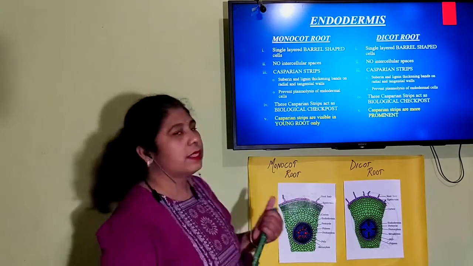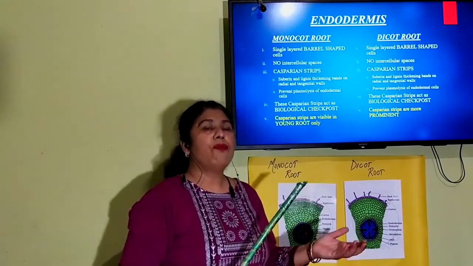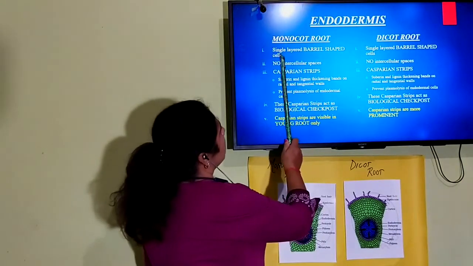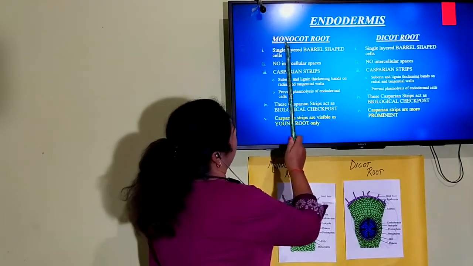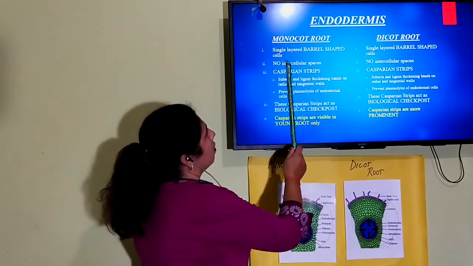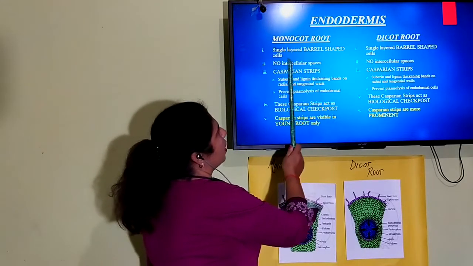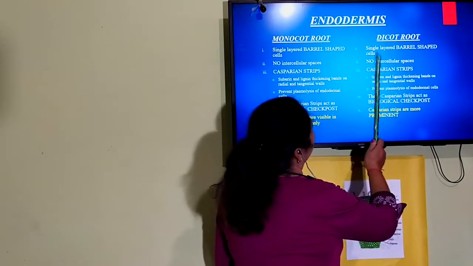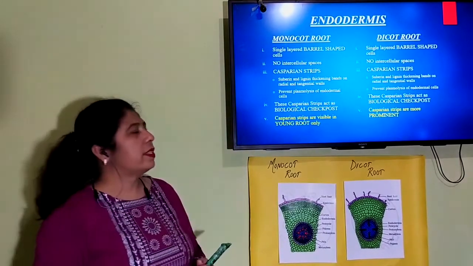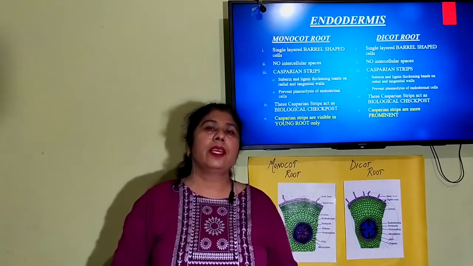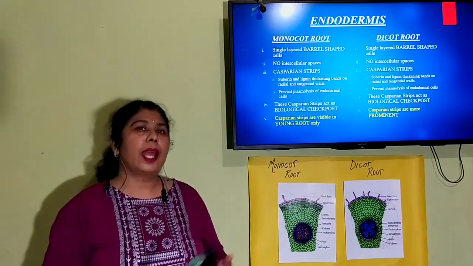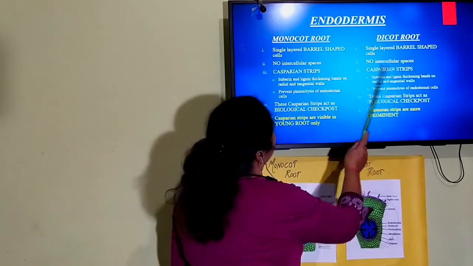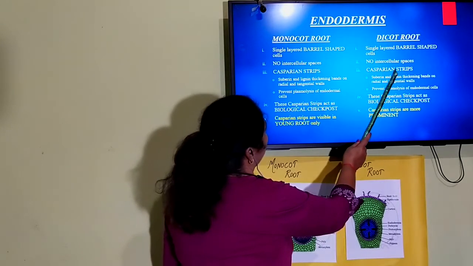What is the difference between the endodermis of monocot root and dicot root? In the monocot root, the endodermis is a single layer of barrel-shaped cells. Similarly here, single-layered barrel-shaped cells. No intercellular spaces are seen in the endodermis in both monocot and dicot roots. Casparian strips are present in both monocot and dicot root.